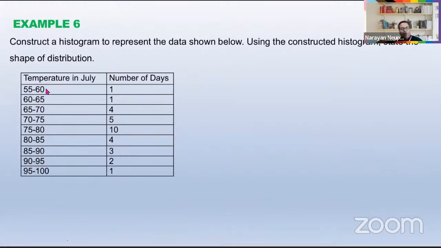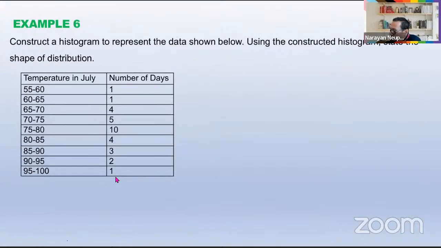So now, if you look at the temperature in the month of July, we have 55 up to 60. Without a break, the data is continuous. We are going from 60 up to 65. Again, without the break, so that the bars will be joined, 65 up to 70, and so on. So what we'll do is, we'll plot all this temperature along the x-axis, and then the number of days or frequencies along the y-axis, and we construct the histogram. Okay, so let's begin. Let's first draw the x-axis.